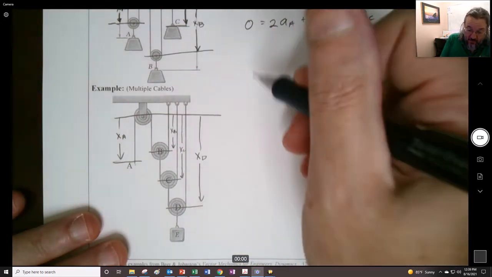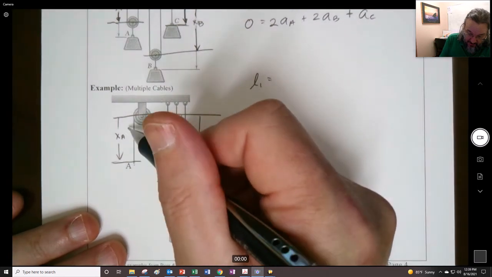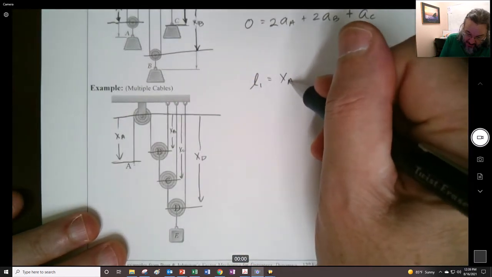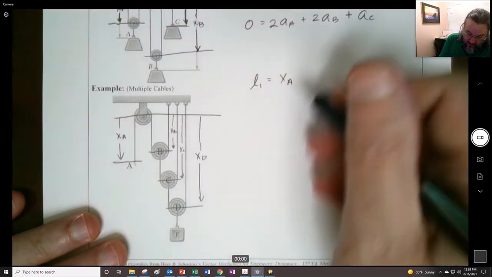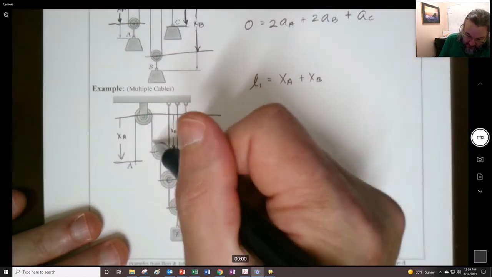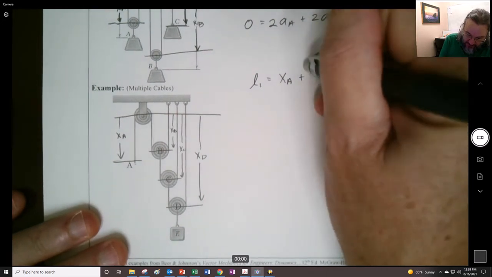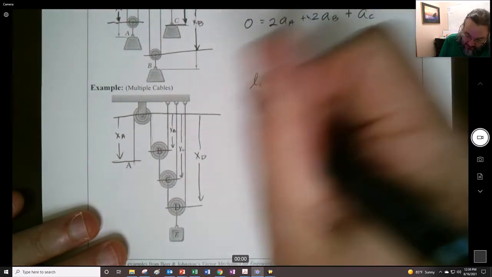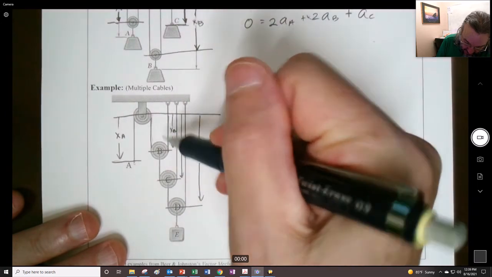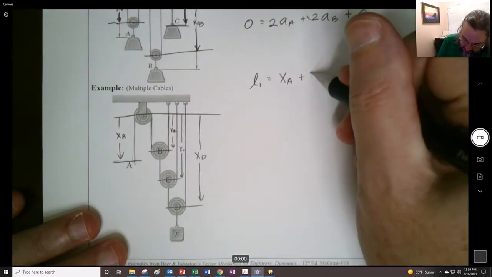And now we can figure out cable length 1 is going to be XA plus XB. There, right? Oh, no, 2XB. That's true, 2XB. I should look at my notes. Yeah, so here's this one and that one. There's 2 of them, right? So that's a single cable right there all the way up.